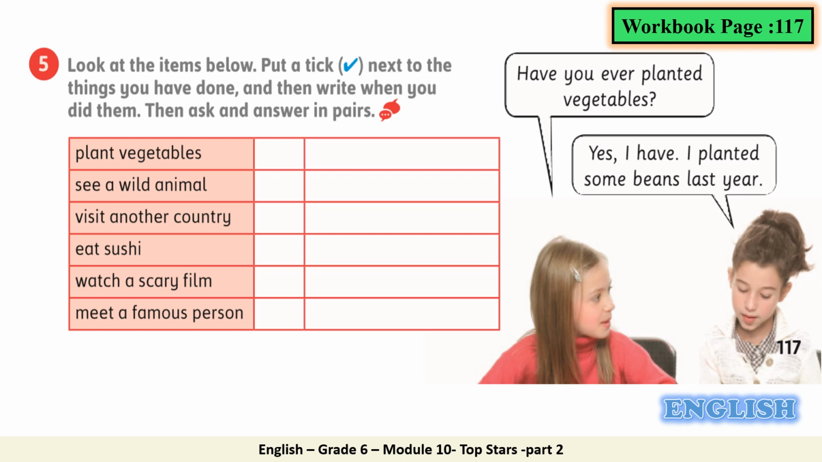So we are asking about things that you have done. And when you specify the time, when you want to say the time, you should use the simple past. So number 1, plant vegetables, correct. Yes, the time, last year. See wild animals. For example, have you ever seen wild animals? Yes, I have. I saw some wild animals, yes, 2 weeks ago.